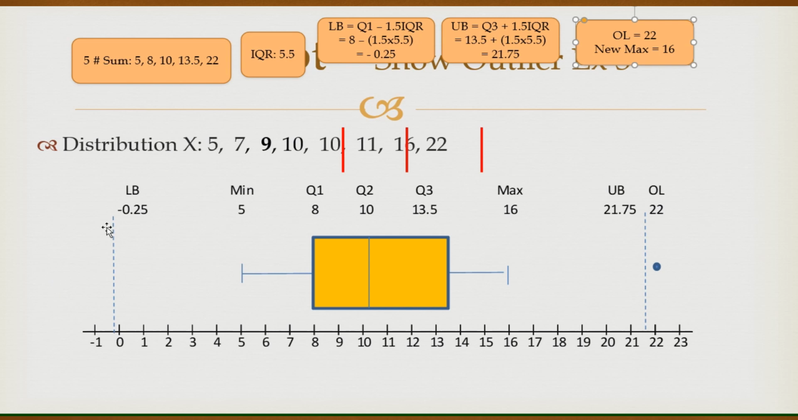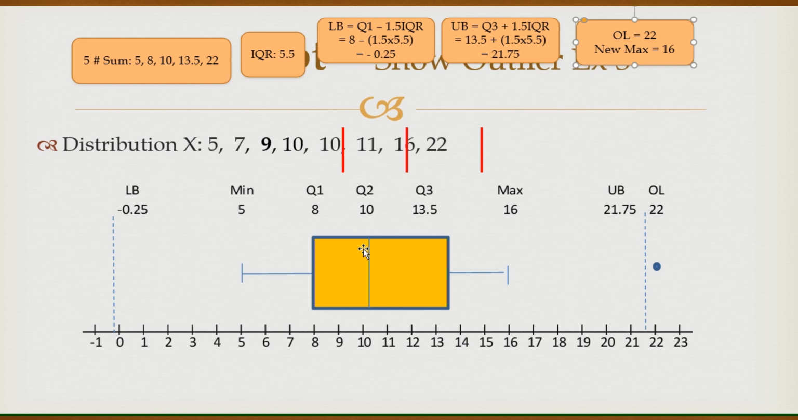So right now, you're quite good. Your minimum is 5, right? What is your upper boundary? 21.75. So go to 21.75. Just estimate. Nobody's going to check. You can't even draw it accurately. So you draw a dotted line. That is your upper boundary. Label it. Now let's draw. What is your 5-number summary? Minimum 5. Q1 is 8. Q2 is 10. Q3 is 13.5. You draw the box.